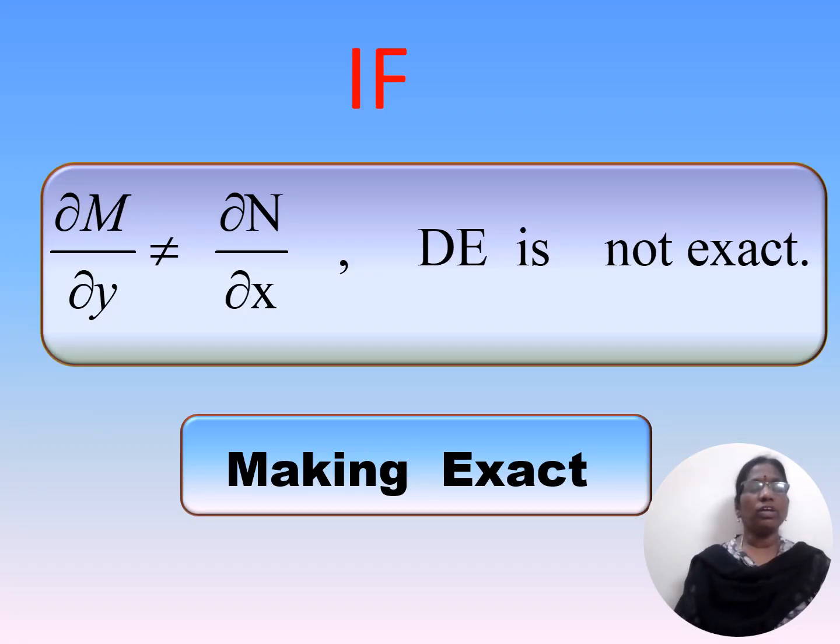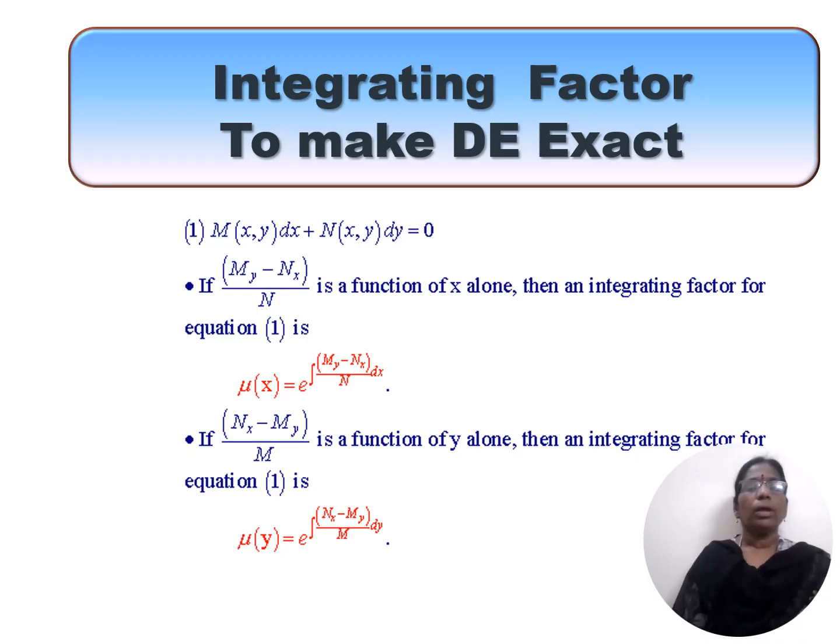If ∂M/∂y is not equal to ∂N/∂x, then the differential equation M(x,y) dx + N(x,y) dy is not exact. We can reduce this non-exact equation into an exact equation by using the following rules. We can reduce the non-exact equations into an exact equation by using the following integrating factors.